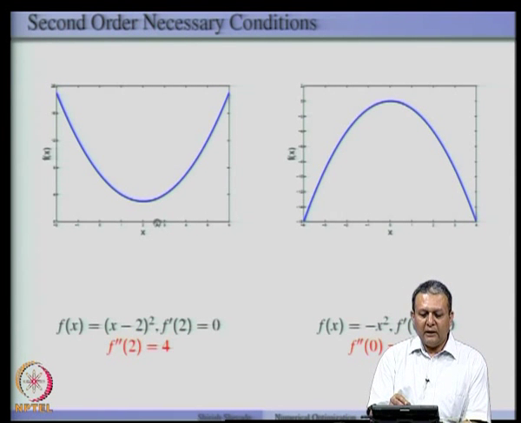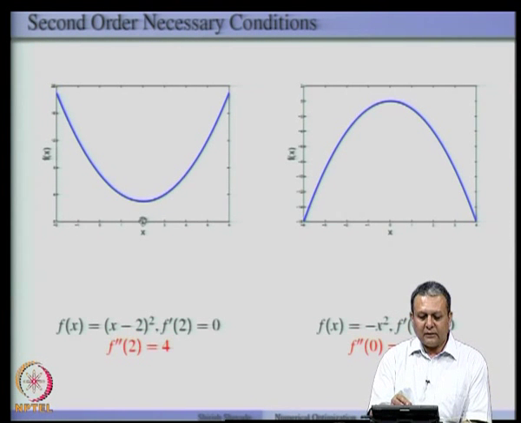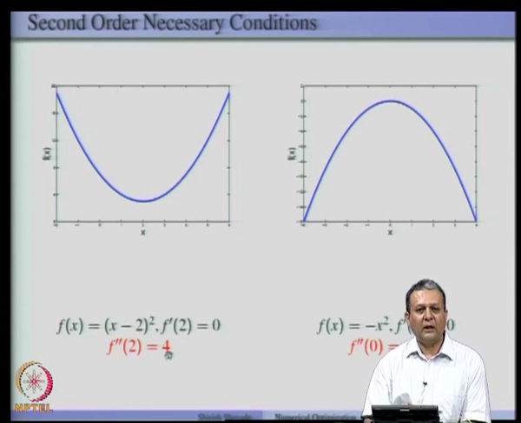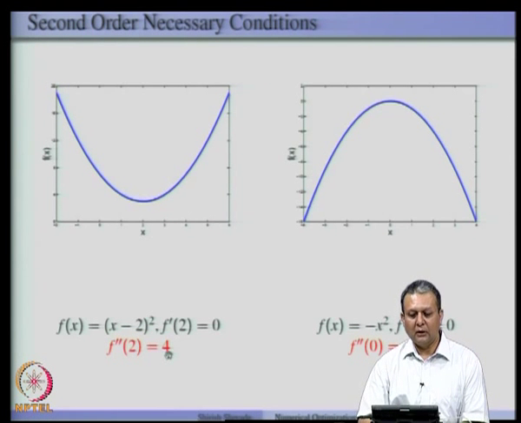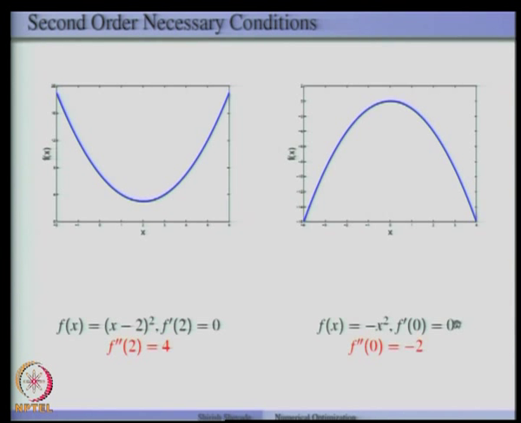So, let us look at the second order information. On the left panel you will see the same function f of x equal to (x minus 2) square. The derivative of the function vanishes at this point. The second derivative of this function at x equal to 2 is 4, and that is greater than 0. On the right panel you will see the function f of x equal to minus x square. The first derivative of the function at x equal to 0 is 0, and the second derivative at x equal to 0 is minus 2.